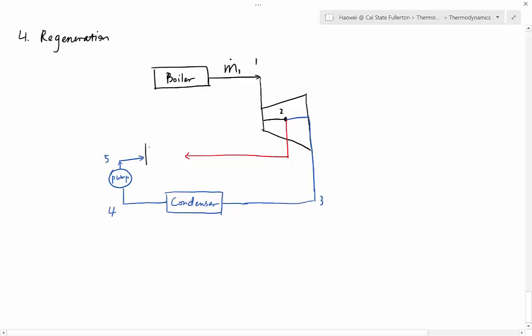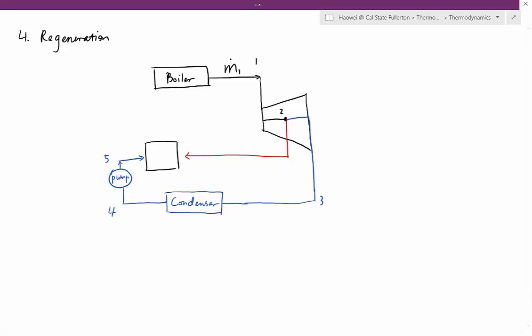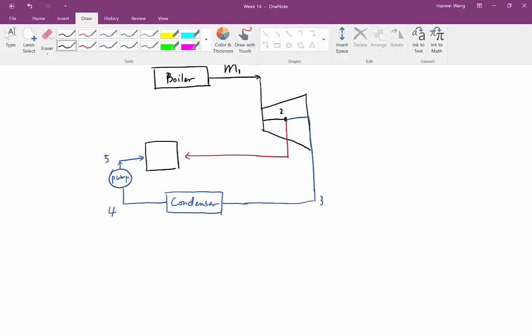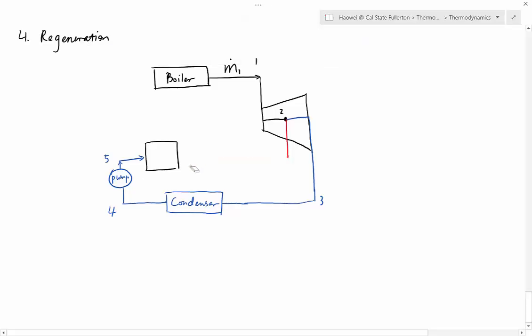Let's draw this tank. So you can see the hot water, number 2 in red, will go to this tank. The cold water in blue, number 5, will also go to this tank. You can think of this tank just like the sink in the kitchen. Hot water goes to the sink. Cold water also goes into the sink. And then they mix up.